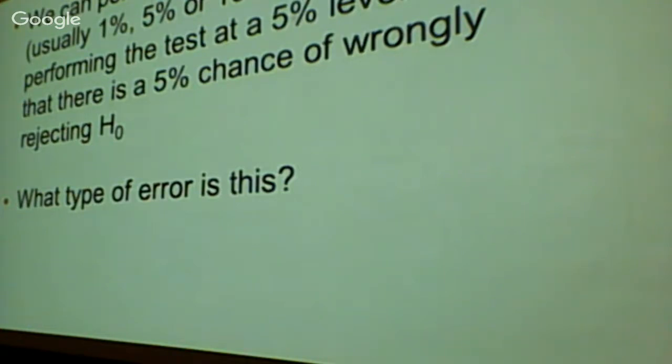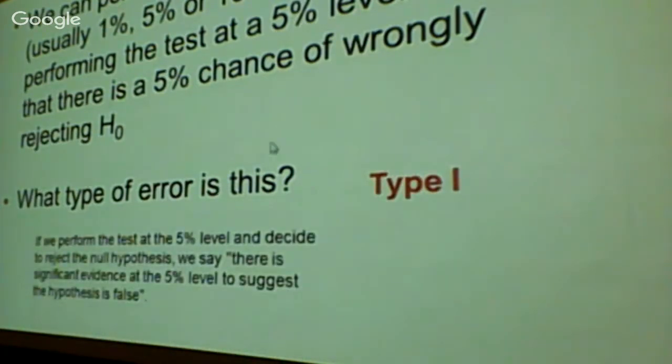So we're going to perform this test at 5%, and that means there's a 5% chance of wrongly rejecting the null. A 5% chance of type 1 error. Crazy confusing, right? This is why I'm going slowly and doing one thing today to make sure it gets drilled home. What type of error is this? This is type 1 error, because I talked about that already.